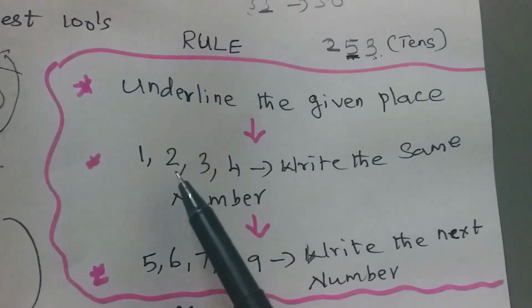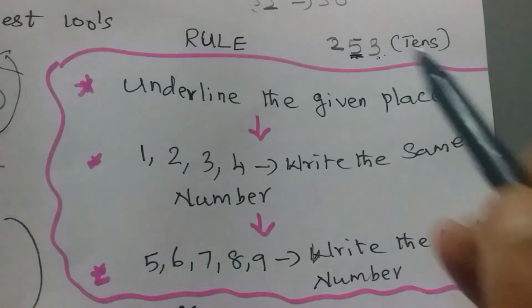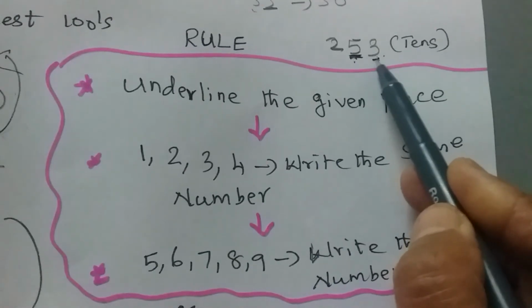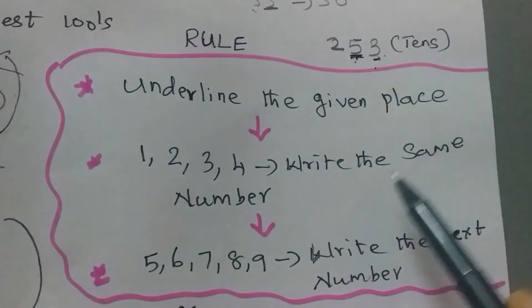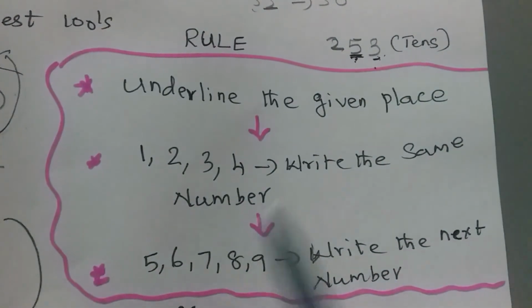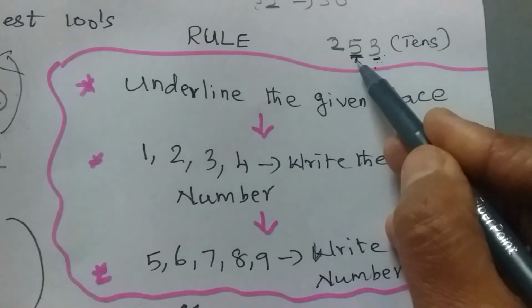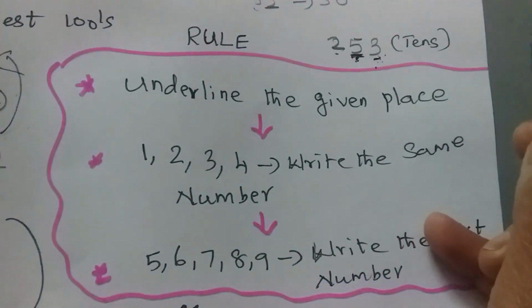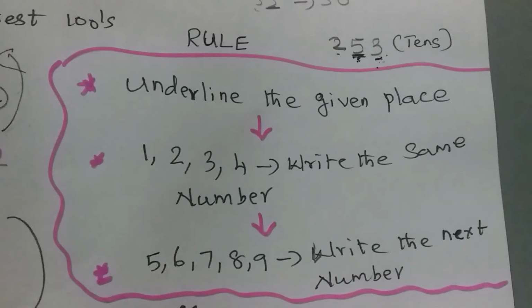So if that number is 1, 2, 3 or 4, that is less than 5, then we write the same number. We write same 5. If it is 1, 2, 3 and 4, we write the same underlined digit 5. Or if the number on the right side is 5, 6, 7, 8, 9, then we write the next number. What is the next number of 5? We write 6. And the previous number as it is, and the rest after the underlined digits, they become 0. See the 3 small things to remember while you're estimating the given number.